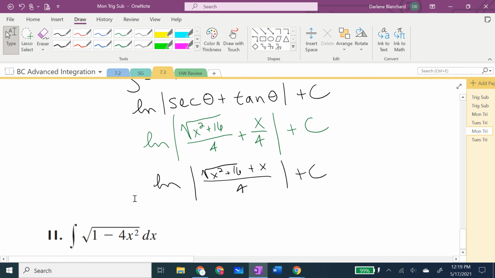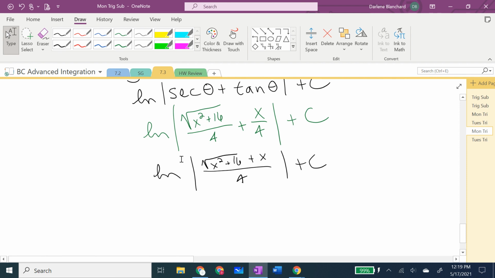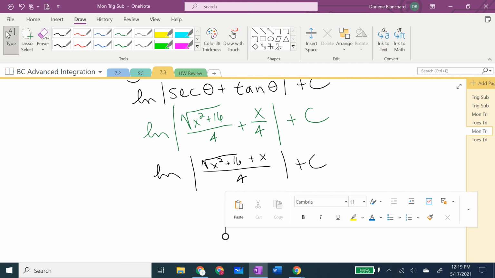If you're using log rules, how am I able to play with this logarithm? It's the numerator and then minus the denominator, right? Yep. So division inside the logarithm turns into subtraction outside of two logarithms.